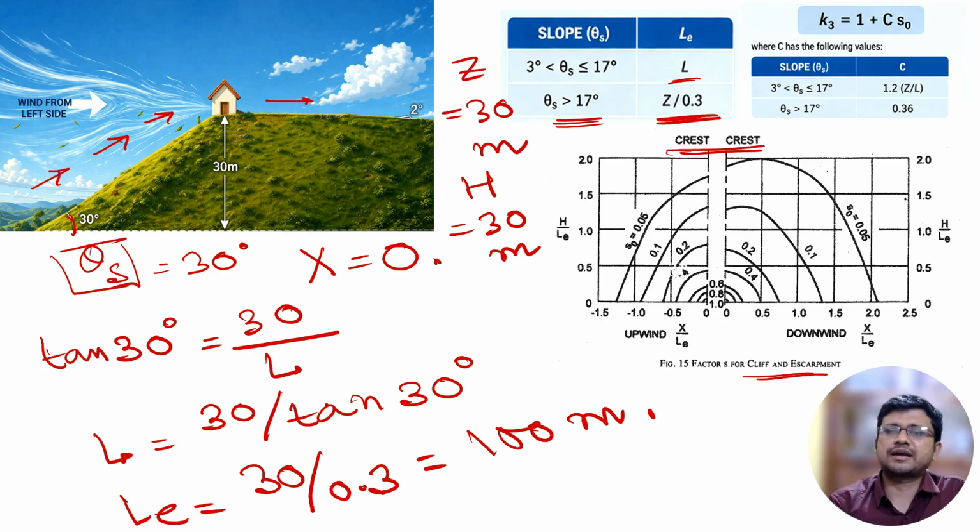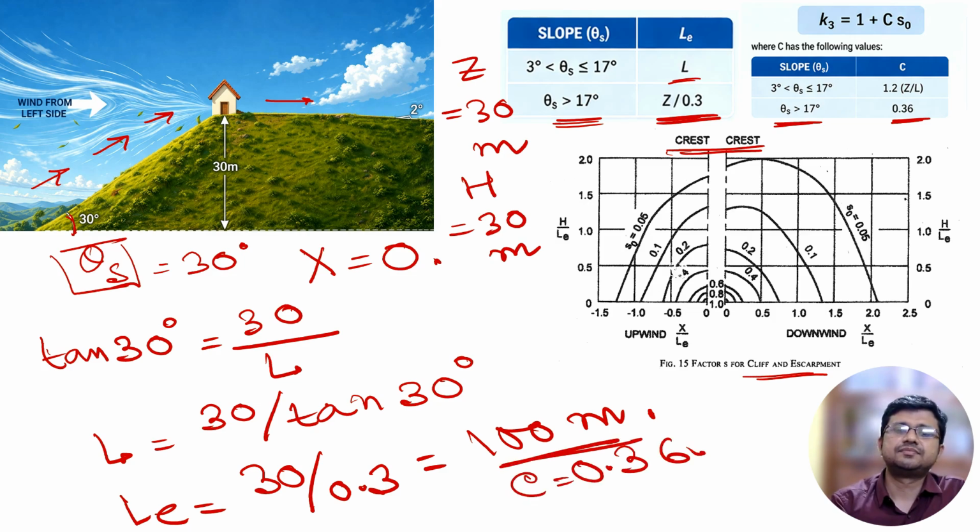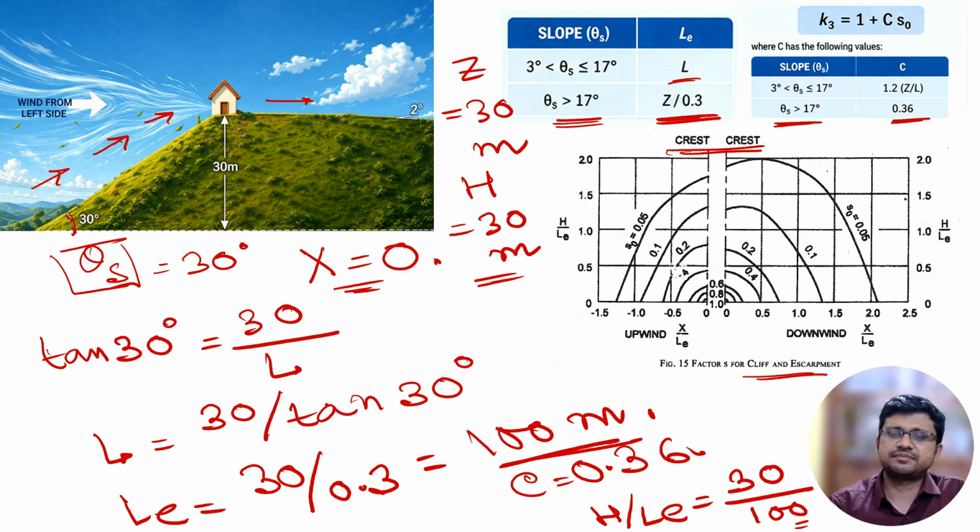And for calculating the value of C, as the ground slope is greater than 17 degree, ours is 30 degree, so C will be 0.36. So C is 0.36, L is 100 meter, and H is 30 meter. X is 0. So how much will be H by LE? H by LE will be 30 by 100. So it will be 0.3.